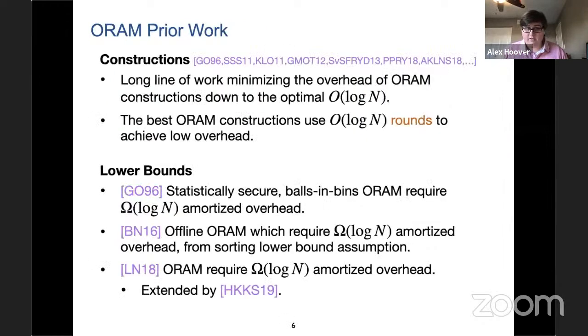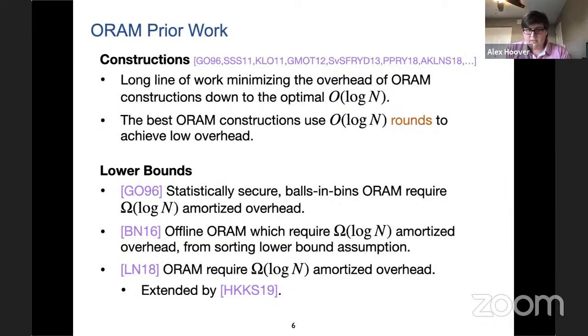There's been a long line of work. I can only list a few here for constructions of ORAM that bring it all the way down to the optimal O(log n). Unfortunately, these logarithmic constructions pretty much all use order log n rounds in order to achieve that low overhead. They're highly adaptive. On the other hand, the lower bounds don't really take into account rounds, at least not the known ones. And so the line of work there is a bit shorter.